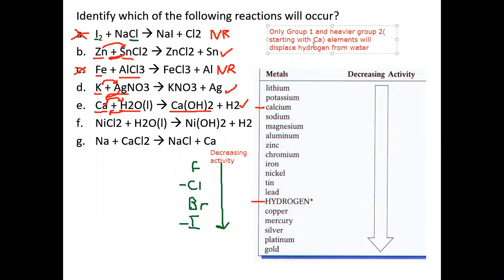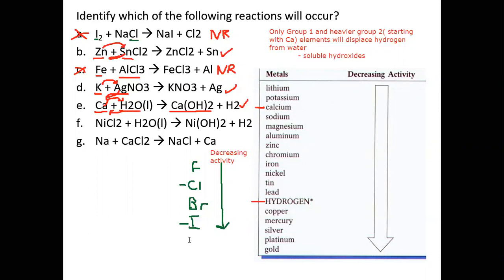We're talking about water here, we're not talking about steam. And again, this is because they form soluble hydroxides. So you remember from your solubility rules, group 1 and heavier group 2 elements or cations will make soluble hydroxides. So that's why the group 1 and heavier group 2 elements will displace hydrogen from water, because they form soluble hydroxides as products.